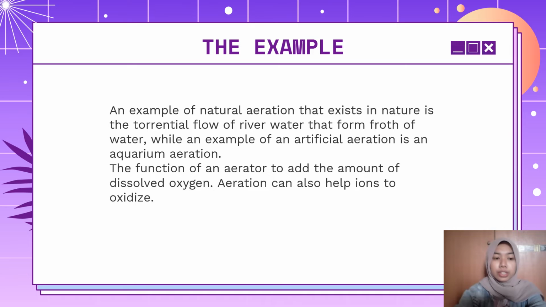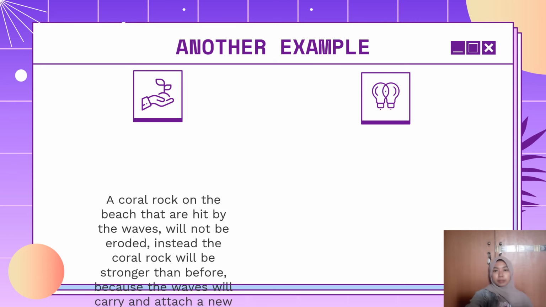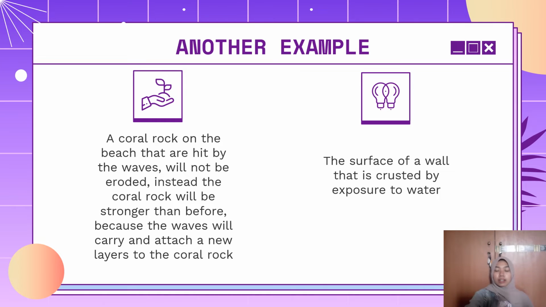In the aeration industry, the aeration tank uses a blower. It is related to the WWTP system, or wastewater treatment. So for another example, a coral rock on the beach that is hit by the waves will not be eroded. Instead, the coral rock will be stronger than before because the waves will carry and attach new layers to the coral rock. So next, the surface of a wall that is crusted by exposure to water.